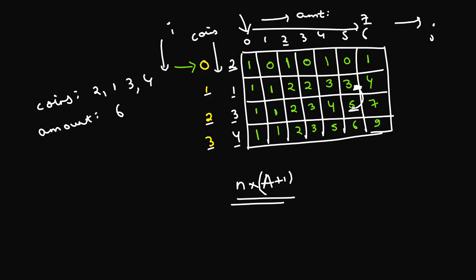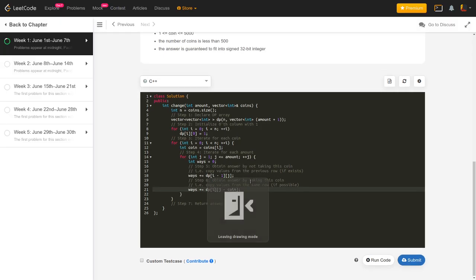So for example, if I'm again trying to fill up this value here, if I use this coin of denomination 3, I'm still left with using these 3 coins, and the amount that I have to make is 5 minus 3, which is 2. So j is going to be j minus this coin, which is 5 minus 3, which is 2, and i is going to remain the same. So that is what I have done here. dp of i of j minus coin.